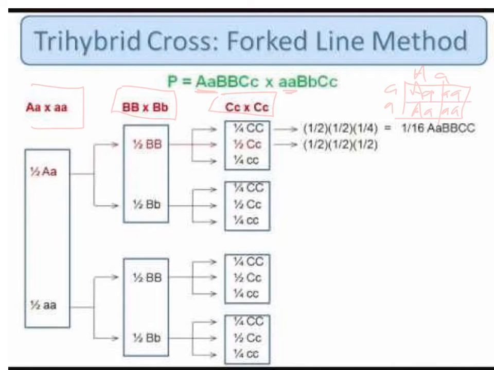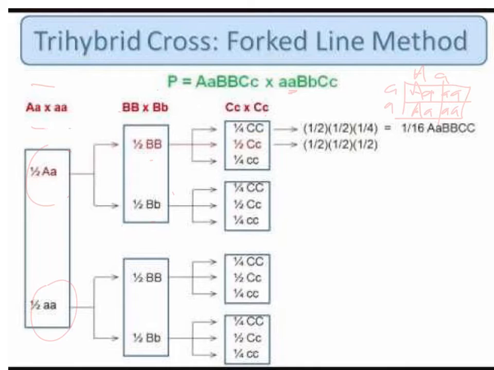So you see you have 50-50, and that's exactly what's represented here. Then you do the same thing with the Bb, and then you do the same thing with the Cc. So you get all of the different combinations here. And then I'm going to erase this and clean it up a little.